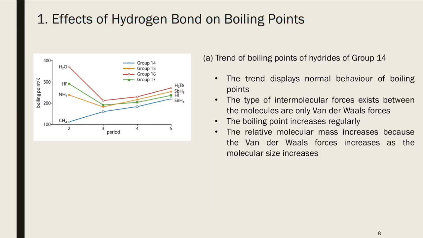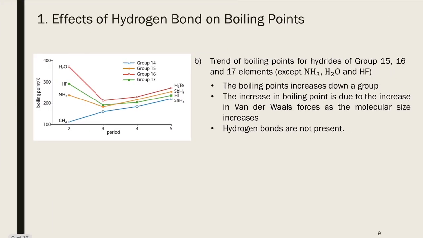So when we look at the trend of boiling points of hydrides in group 14, we can see that the trend displays a normal behavior of boiling points. So the type of intermolecular forces exist between the molecules are van der Waals forces. Okay, this will cause the boiling point increases regularly, and the factor that cause this is the relative molecular mass is increasing, and it will cause the van der Waals forces also increasing as the molecular size increases.